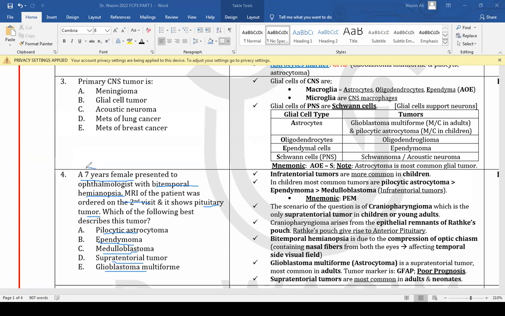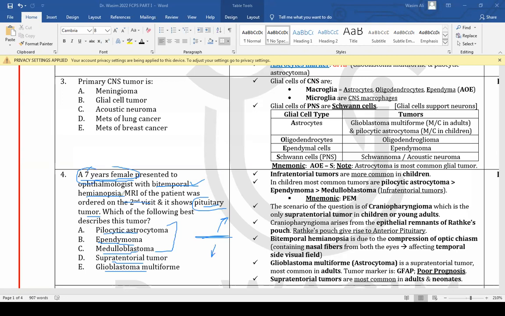So the scenario is of a 7 year old female, which is a child, who presented with bitemporal hemianopsia. In children, we know that infratentorial tumors are more common, and pilocytic astrocytoma, ependymoma, and medulloblastoma are all infratentorial tumors. But it is also written over here that this is a pituitary tumor. The pituitary tumor lies above the tentorium cerebri, so it is a supratentorial tumor, not an infratentorial tumor, because infratentorial tumors lie below the tentorium cerebri.